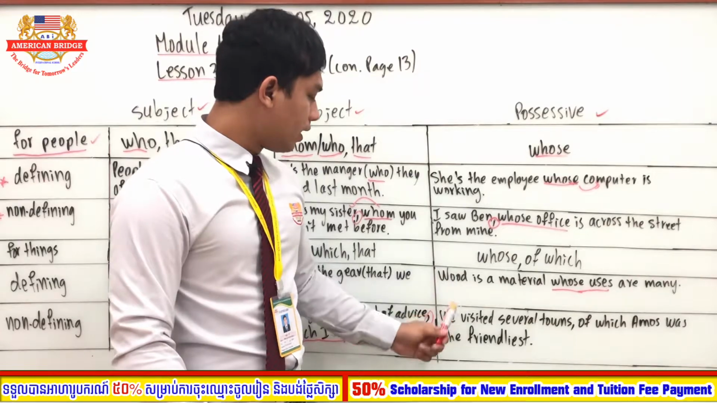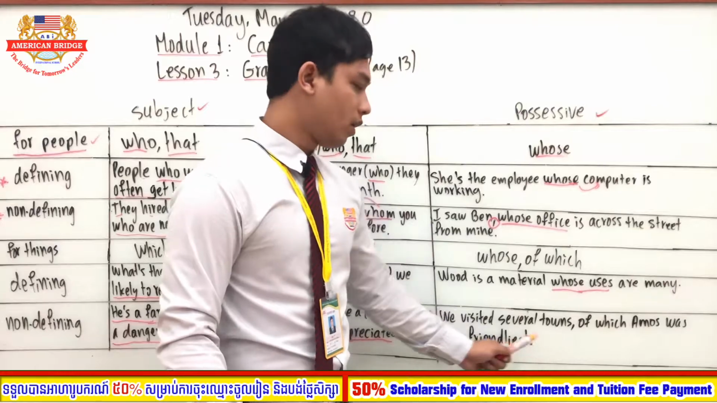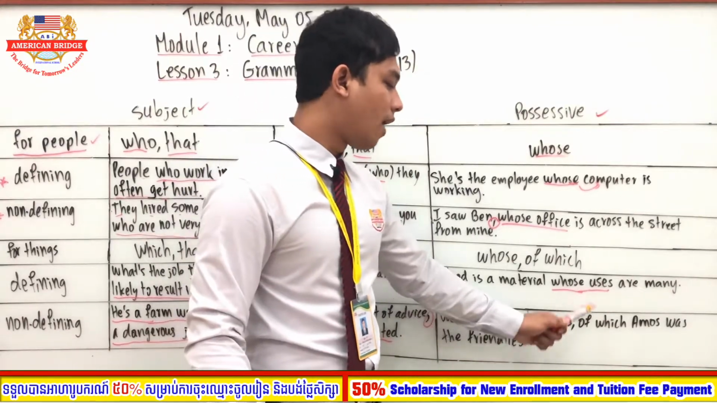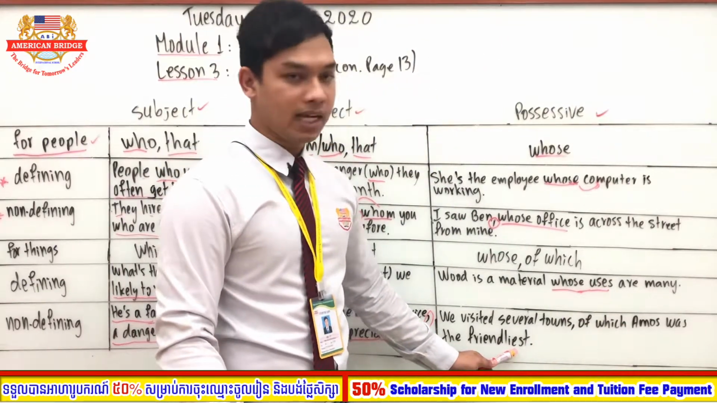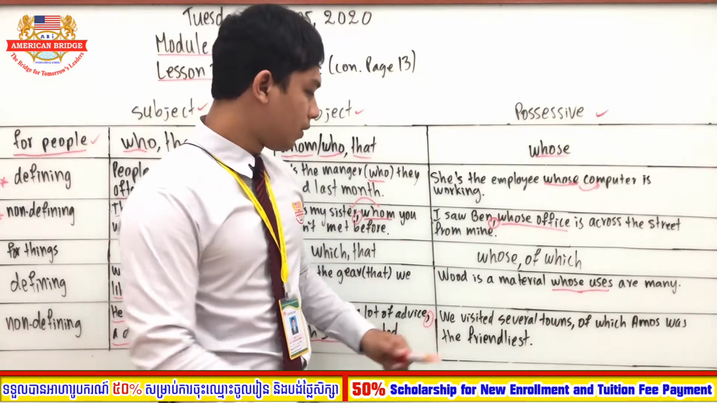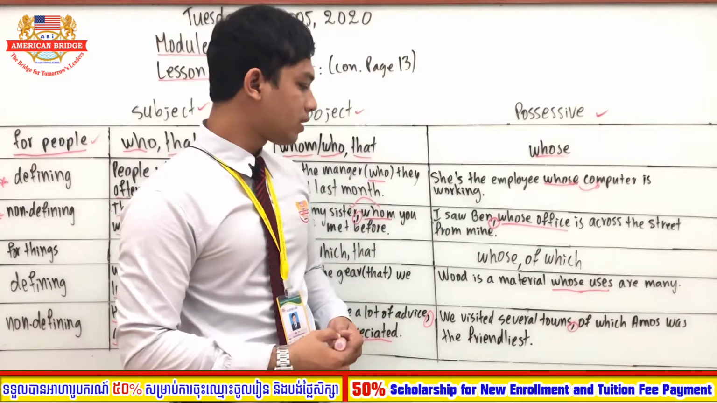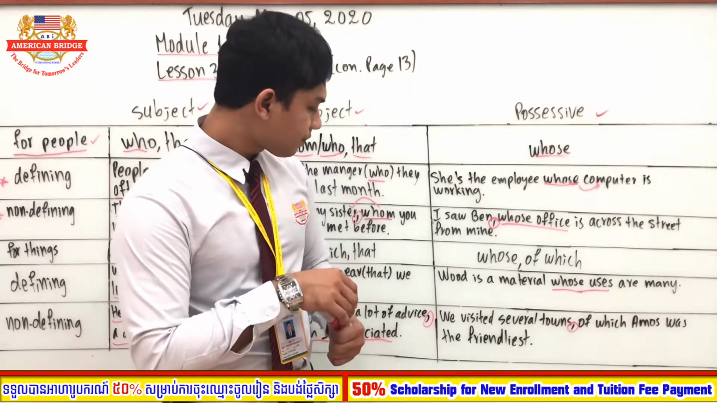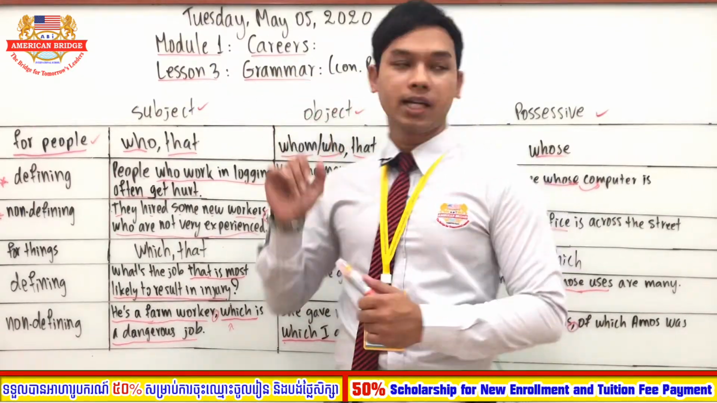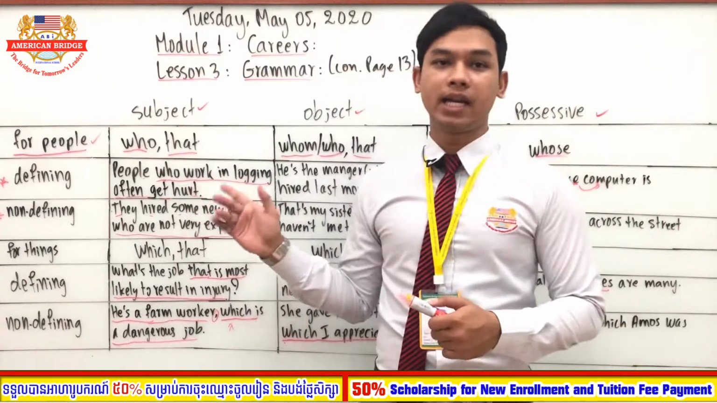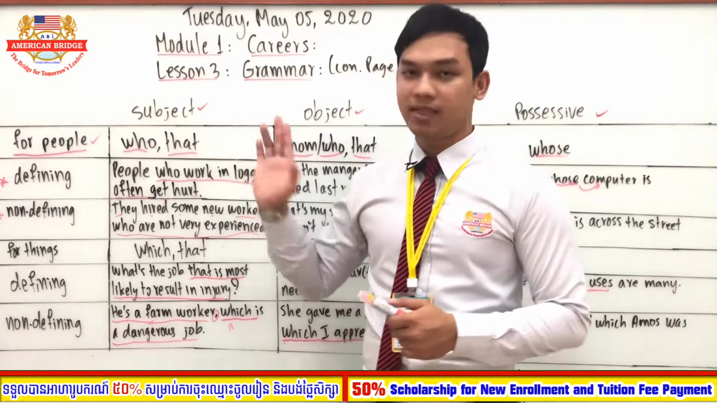And the next one, we say: we visited several towns, of which Amos was the friendliest. In this sentence we have the comma because it is a non-defining relative clause. So I think that's all, everyone. We have the subject, object, and possessive of the non-defining and defining relative clauses, for people and things.